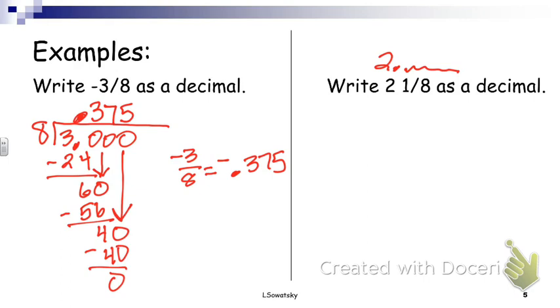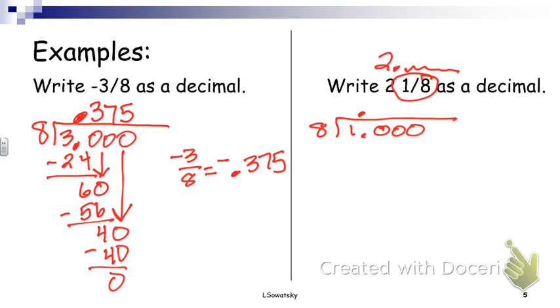So if you know that, ignore the 2 for a second. Just work with the fraction part, not the whole number part, just the fraction part, the 1/8, and do the long division for 1/8. So 8 is on the outside, 1 on the inside. Put your decimal, throw in some zeros, bring your decimal straight up, and proceed.